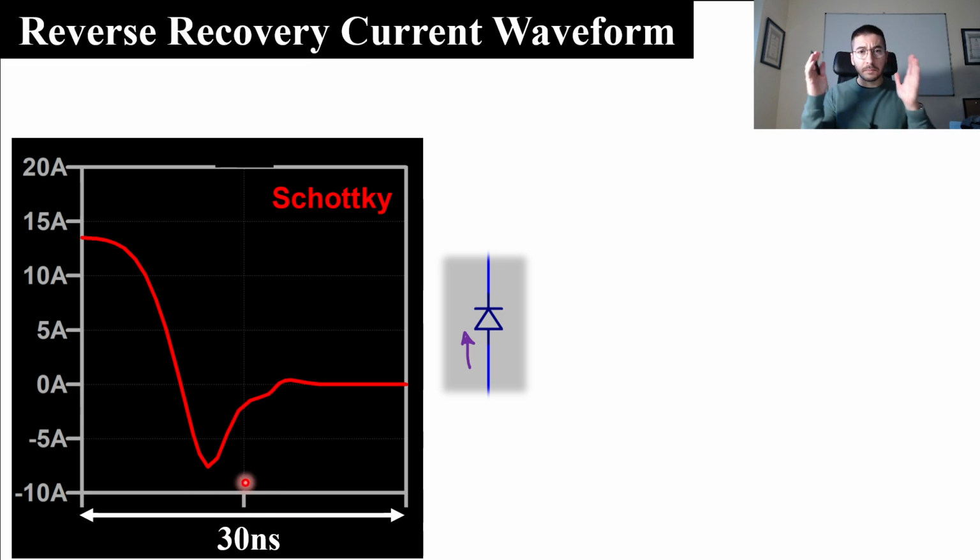As you can see, it's a very short interval, only 30 nanoseconds. Our switching period is 10 microseconds. And we focus on the turn off because, as you can see, here we have the inductor current.